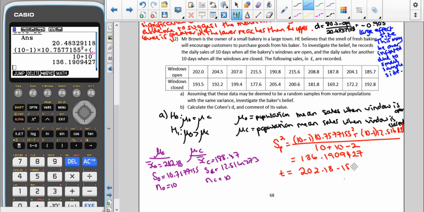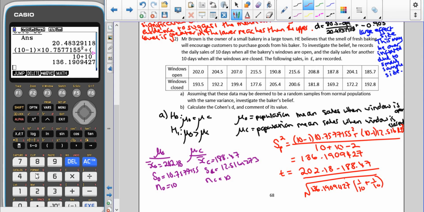Then to find our test statistic, our t-value, we're going to be doing 202.18 minus 188.47 divided by the square root of our SP squared, so our 136.1909427, times 1 over the number of pieces of data in the first group plus 1 over the number of pieces of data in the second group. Remember that formula is also on page 6.